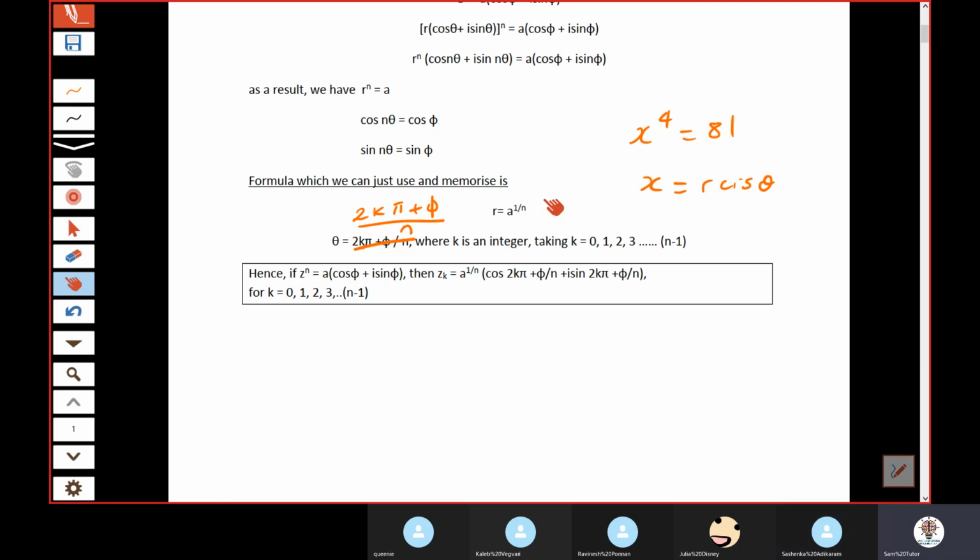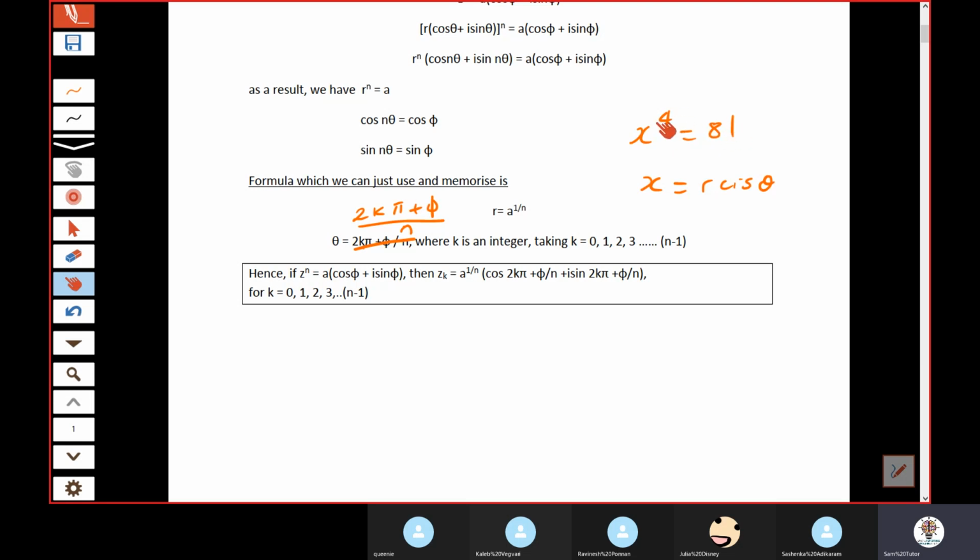R for your solutions is equal to a to the power of 1 over n. N is the easy one. N is whatever this power is. So if that was a 4, n is 4. If that was a 3, n is 3. 2, 2, and so on. Easy? Which is technically what you would have done anyway, right?